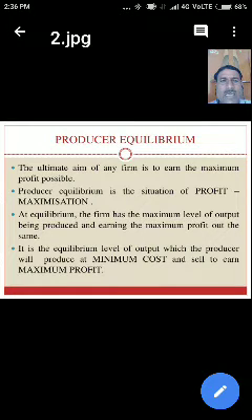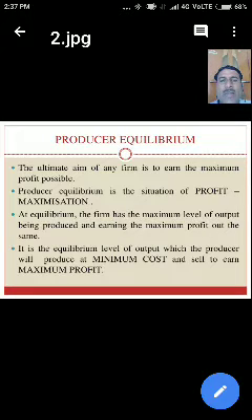Producer equilibrium is the situation of profit maximization. The motto of the producer is profit maximization within limited resources. At equilibrium, the firm has the maximum level of output being produced and earns the maximum profit from that output. Maximum output as well as maximum profit will be earned at the equilibrium point.